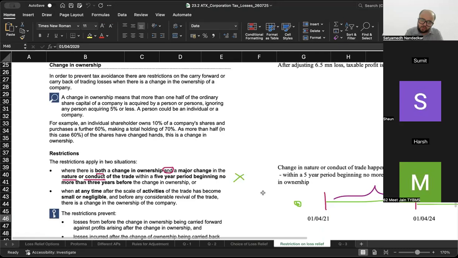If there is a change in ownership and the change in ownership is followed by a major change in the nature or conduct of trade, then the losses cannot be carried forward. Where there is both a change in ownership and a major change in the nature or conduct of trade within a 5 year period beginning no more than 3 years before the change of ownership, or when at any time after the scale of activities of the trade has become small or negligible and before any considerable revival of the trade there is a change in the ownership.